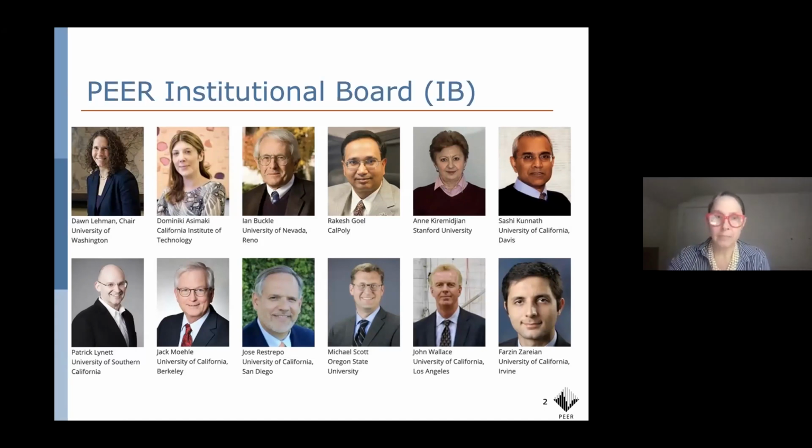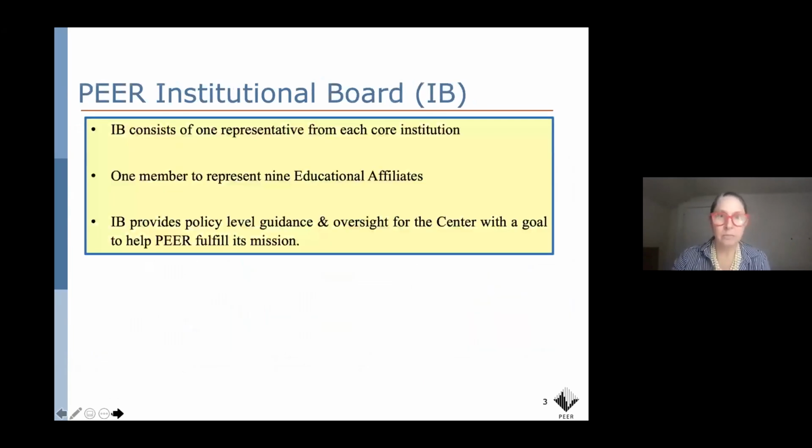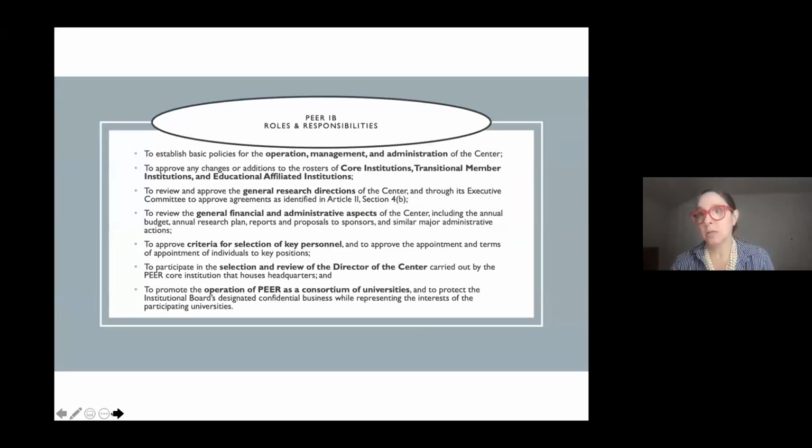And we have a number of different roles. So one of the roles obviously is to represent, like I said. The other, and I also should add that there's also one representative for the educational affiliates. So there are also educational affiliate institutions. But the most important thing is what we do. So we meet twice a year, and this just gives an overview of the roles and responsibilities of the IB.